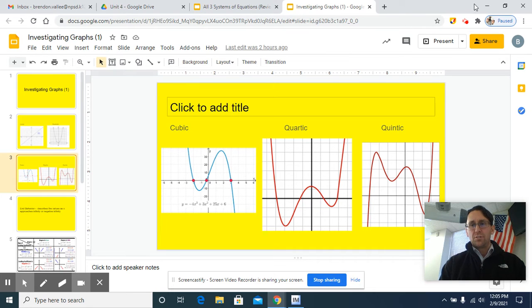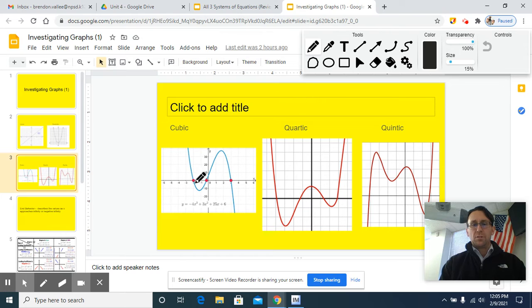And if you notice on these, a lot of times what you'll see with cubic is you'll have two loops, okay, or two curves, like a roller coaster. It goes down, comes back up, comes back down. So that would be two of them, right? And then with quartic, which is the fourth power, it's 1, 2, and 3. It'd be 3. And quintic, it'd be 1, 2, 3, and 4.